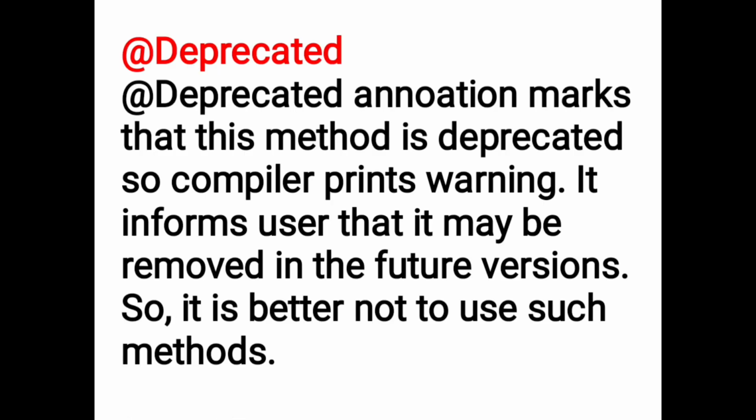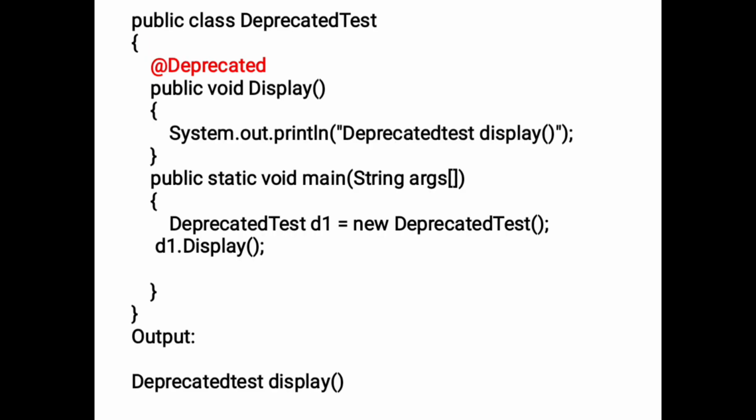The @Deprecated annotation marks this method as deprecated, so the compiler prints a warning. It informs the user that it may be removed in a future version, so it is better not to use such methods. For example, here is one program. In this program I am using the @Deprecated annotation, so this method should not be used in a future version.